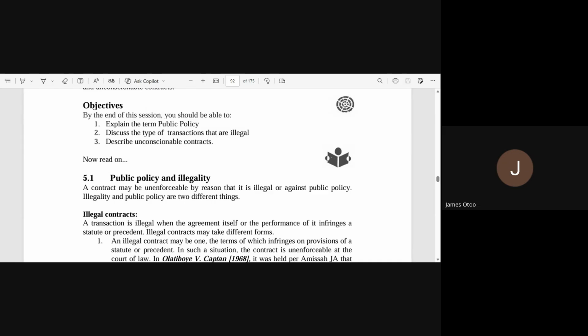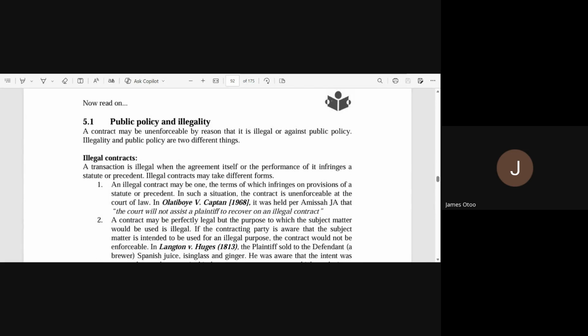No question, let's proceed. We have public policy and illegality. Public policy is difficult to define, but anything that is against the norms of the society means that it's against public policy. Now, an illegal contract makes the contract invalid or void ab initio.